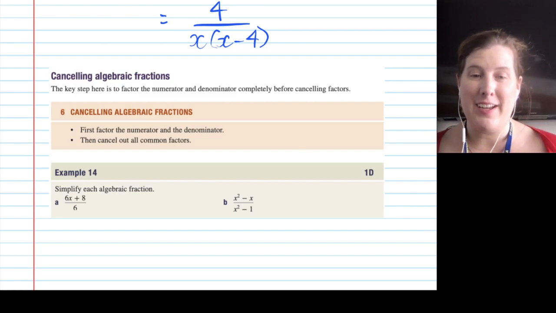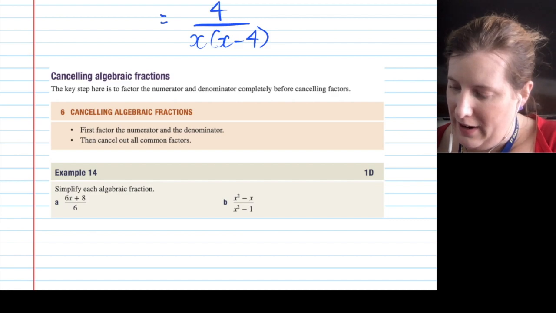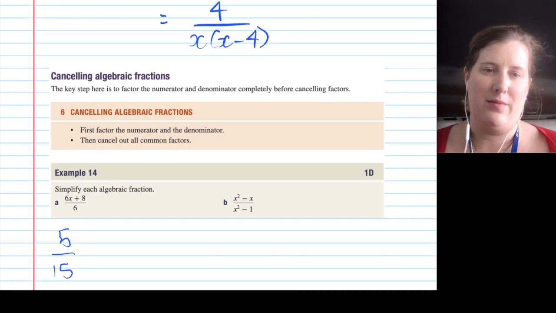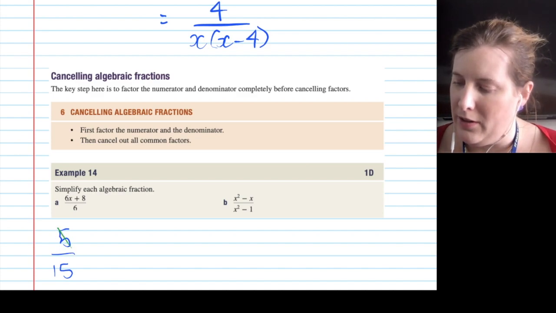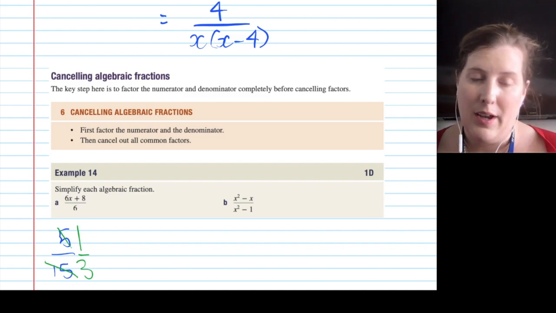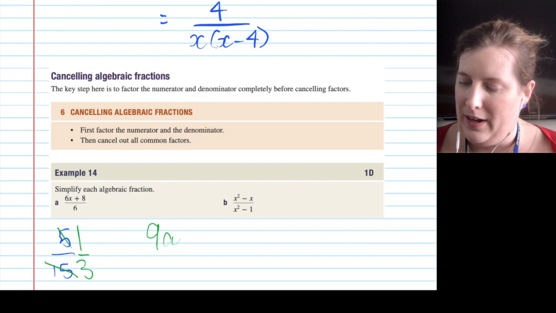Look at is cancelling algebraic fractions. Now, you guys now know how to cancel normal fractions. If I, for example, had 5 over 15, well, 5 goes into both of those. It goes into 5 once and it goes into 15 3 times, so it's 1 on 3. You guys know how to cancel fractions where I have 9a over 12ab.